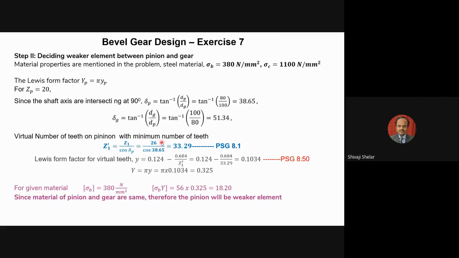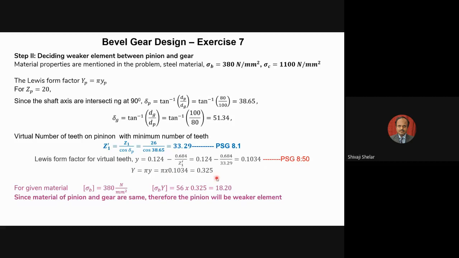We are assuming there are 26 teeth on the pinion, and with those 26 teeth, what is the y factor? So for Z1 dash we are getting the virtual number of teeth as 33.29, and then referring to the design data book for 14 and a half degrees. This formula is for 14 and a half. If you see, the earlier formula is different, which was for 20 degrees. So for 14 and a half, you get the value of y for 26 teeth, that is virtual number of teeth 33.29, as 0.103.